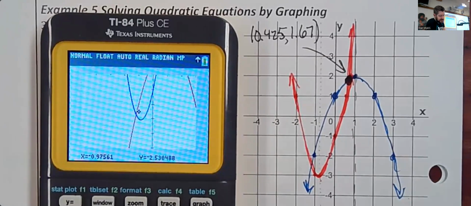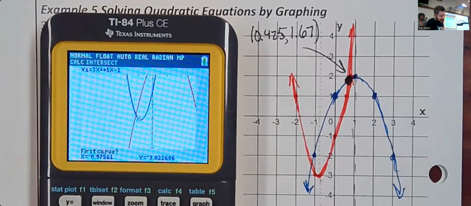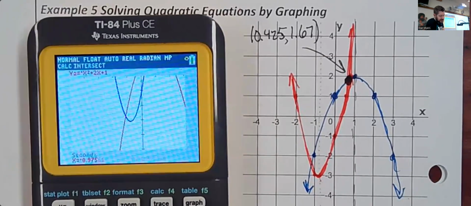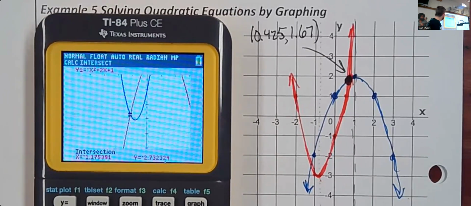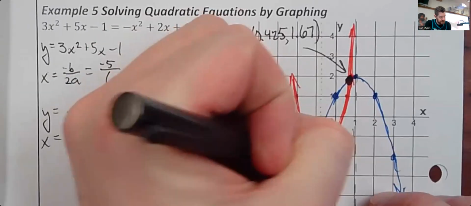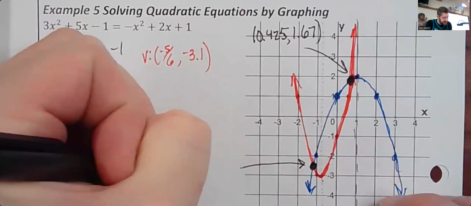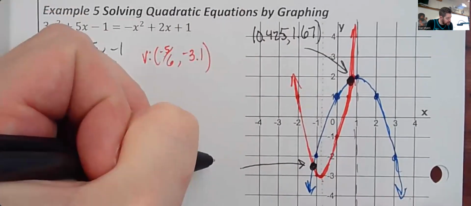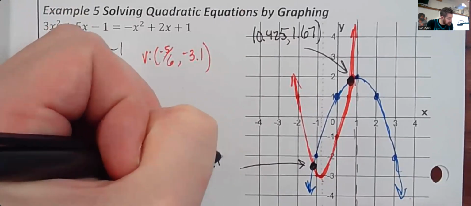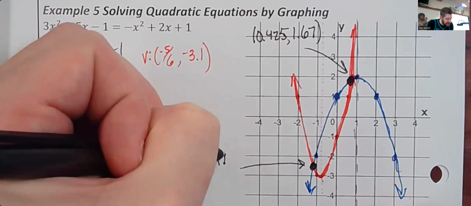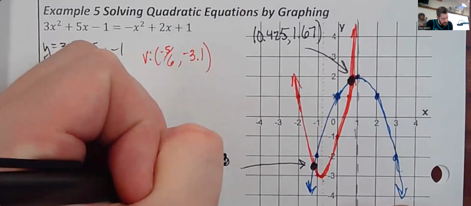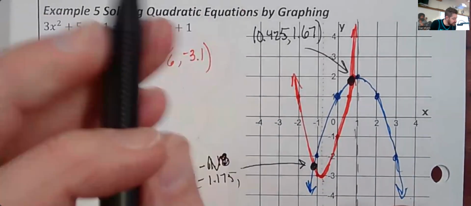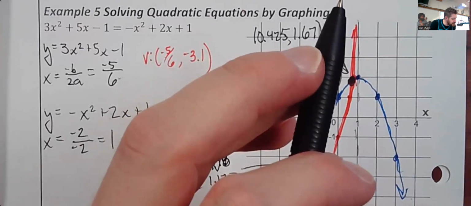So we're going to go back to second, calculate. Intersection is option 5. First curve will be that one. Hit enter. Second curve is up there. That looks good to me. They'll say yes. And there we go. That point of intersection to the nearest 3 decimal places is going to be right here, which is negative 1.175, because we're going 3 decimal places, and then negative 2.732.